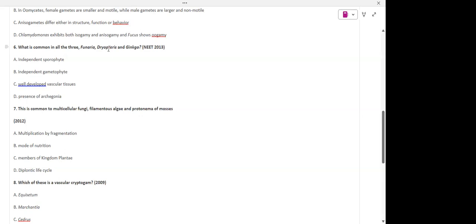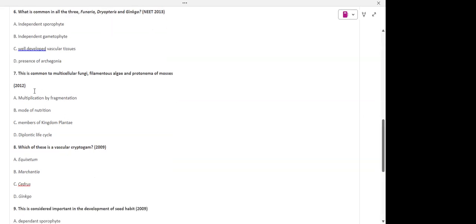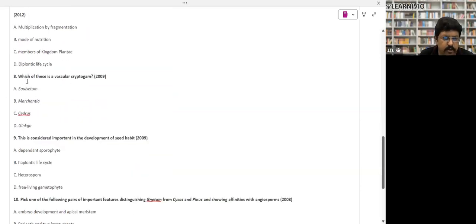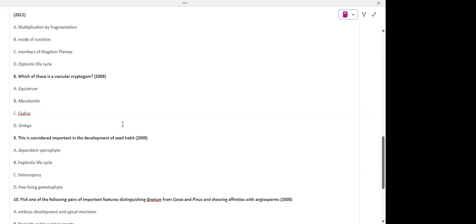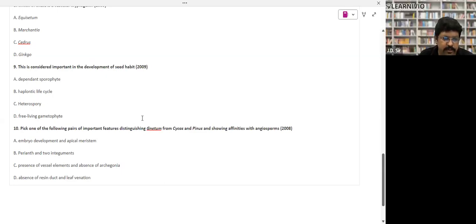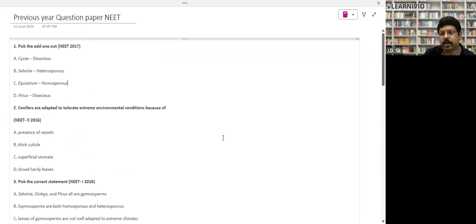Yes. This is the common multicellular fungi. Oh, this question is from fungi. Which of these are vascular cryptogams? Ginkgo, Citrus, Marchantia, Equisetum. B is the answer, right? Yeah, B. Heterosporic. C will be the answer. Right, so these were some sample questions and we have completed the plan.